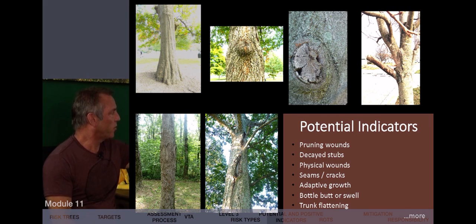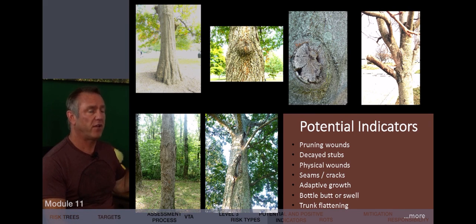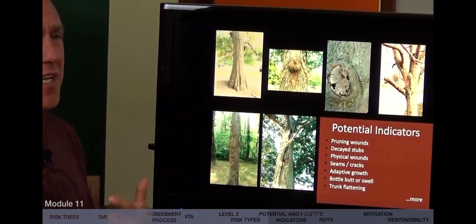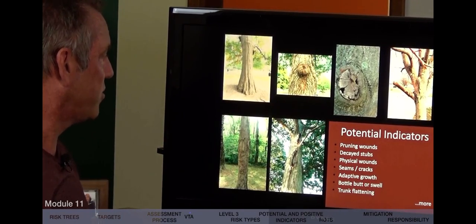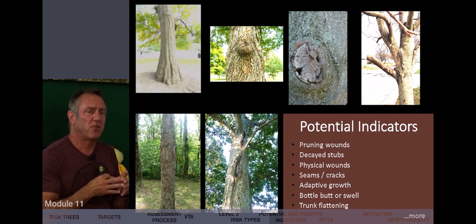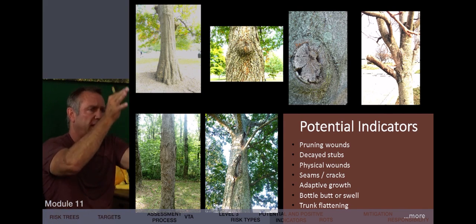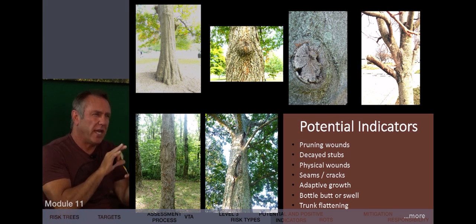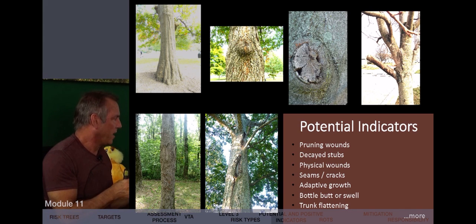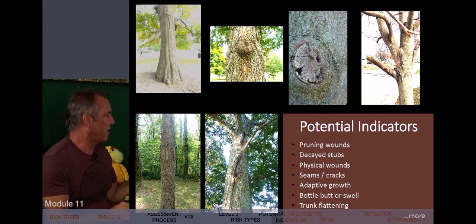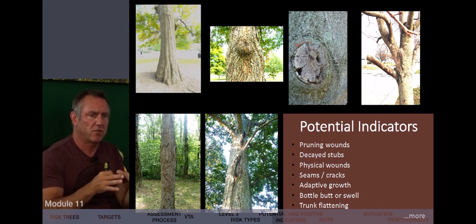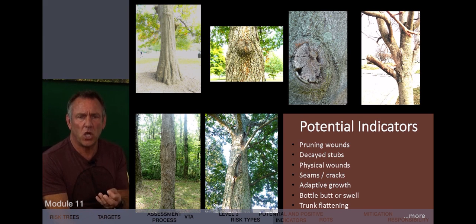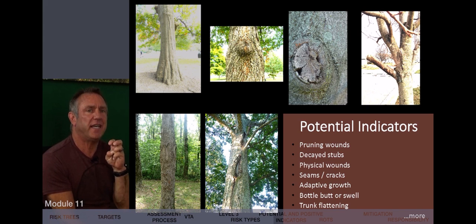So what we want to look for is old pruning wounds to see how they've recovered or compartmentalized, decayed stubs, any physical wounds, for example from lightning damage, any seams or cracks. I also look for adaptive growth or swelling on the trunk. We see that normal taper on a tree. Are there any anomalies or atypical sections of the tree where you can't really see anything, but you know it's not quite right? Or trunk flattening, or even what we call bottle butt at the root flare, or trunk swelling at the base.